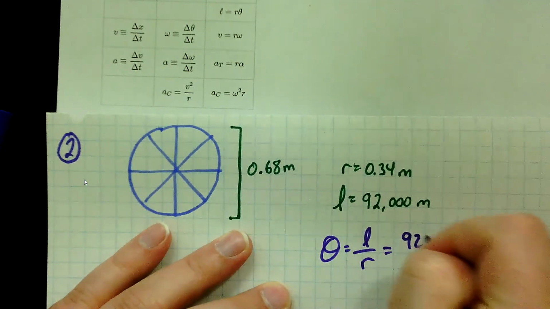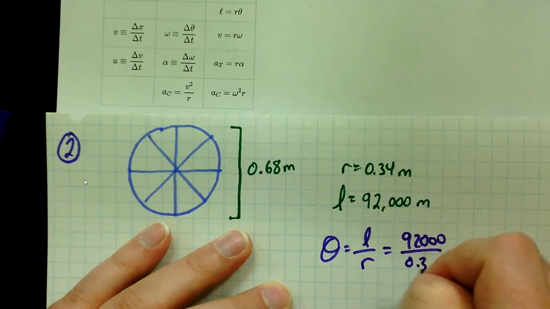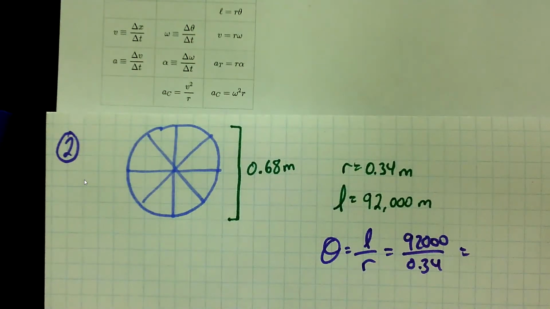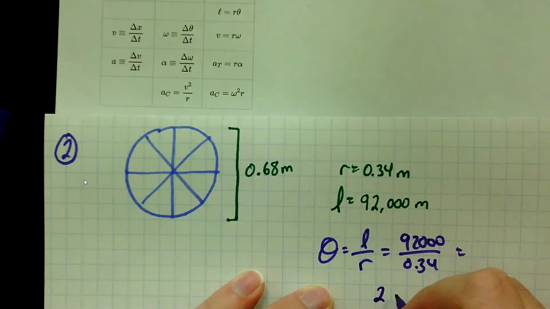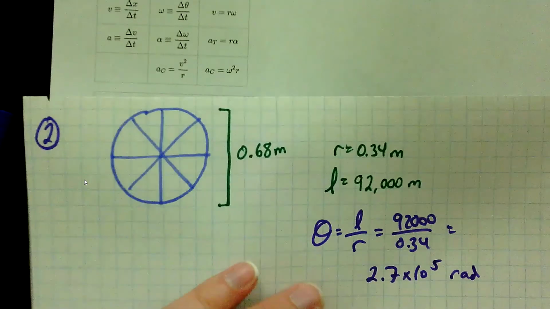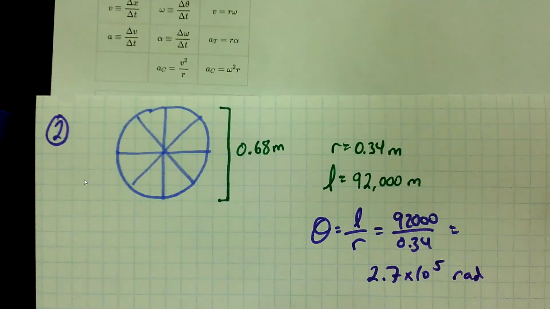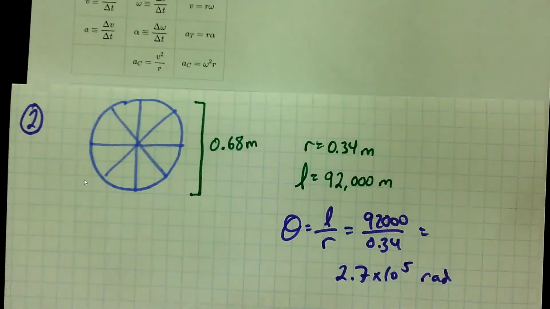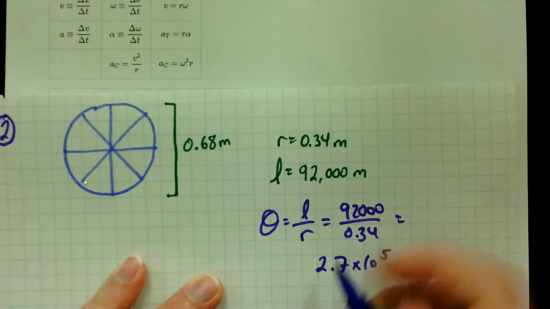I'm going to get 2.7 times 10 to the fifth radians. How is that going to give me revolutions? Now this is my angle in radians.